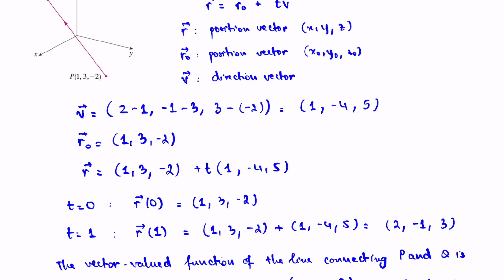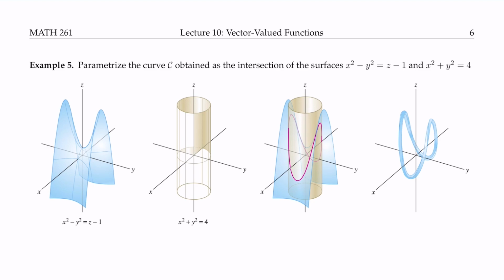Okay, so now let me move on to the last example. In the last example, we want to parameterize the curve C obtained as the intersection of the two surfaces x squared minus y squared equal to z minus 1 and x squared plus y squared equal to 4. Our job is to express the coordinates x, y, z of a point on the curve as functions of a parameter t. So let's take a look at this picture.